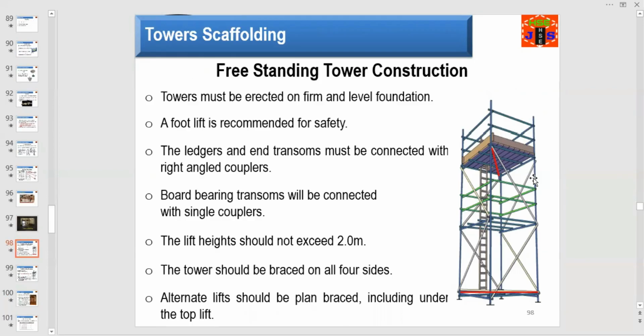Let us start discussing tower scaffolding, how to construct a freestanding tower.